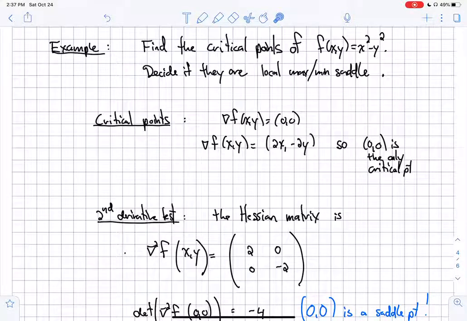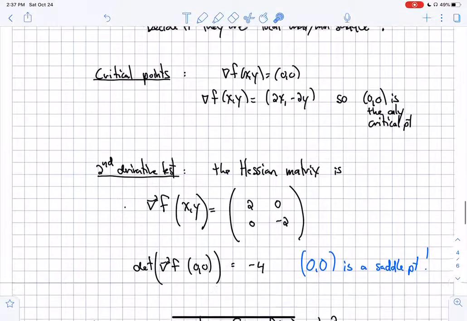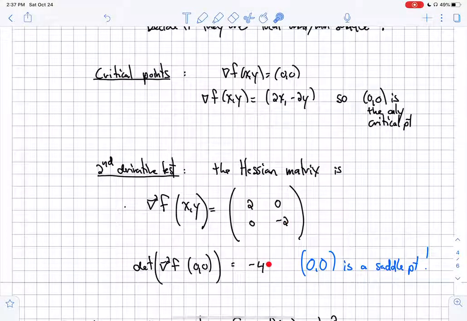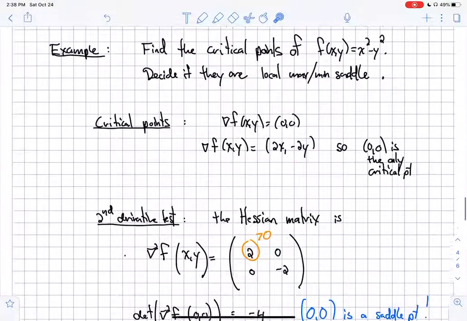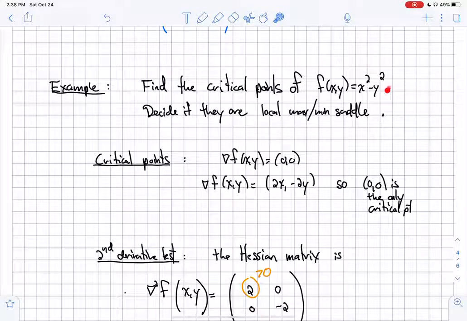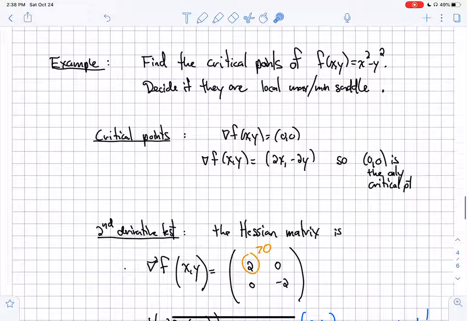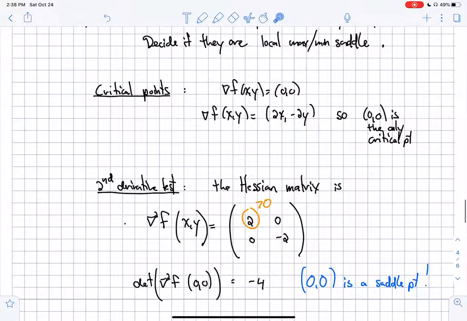So is (0, 0) a local max or local min or saddle? Well, the determinant here is easy, it's minus 4, and the first entry is positive. Actually, I know right away the determinant is negative. That means I have a saddle point. That's not surprising because this is a hyperbolic paraboloid. In one direction I go up, in the other I go down, and this is actually what these numbers mean. In the x direction I go up, in the y direction I go down.